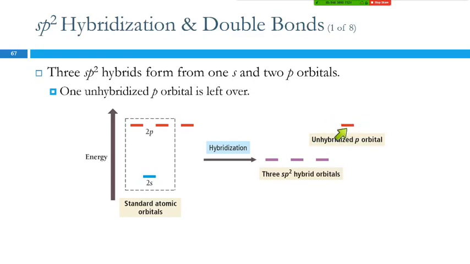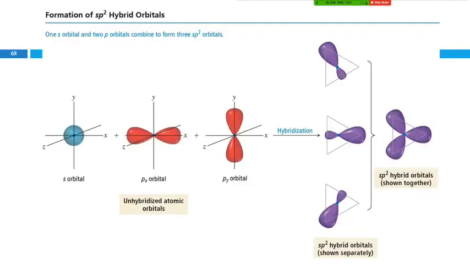The unhybridized p orbital is just going to sit out here exactly like it was before, just left over. When we do this 1 s and 2 p's, we get these lobed shapes again with 1 small lobe and 1 large lobe. And the shape and size is not exactly the same, but it's similar to an sp3. But they're oriented in space to get away from each other, and so they're going to make a triangle, a trigonal planar arrangement.